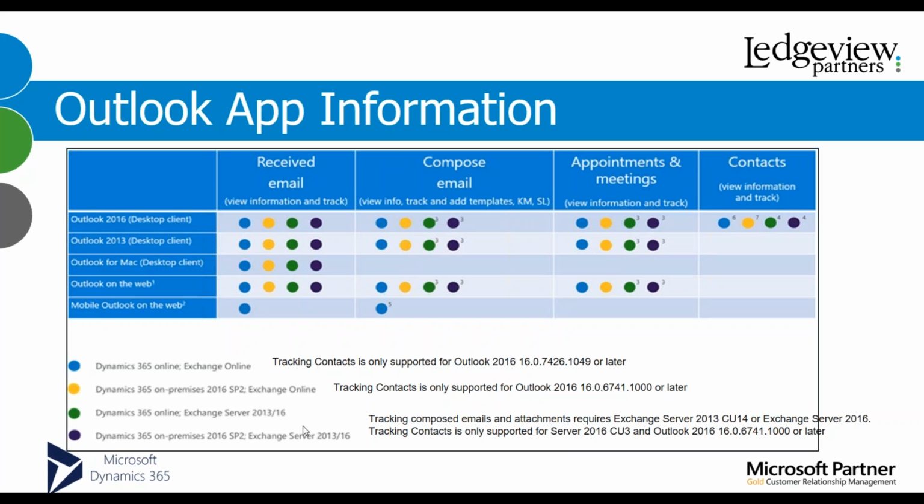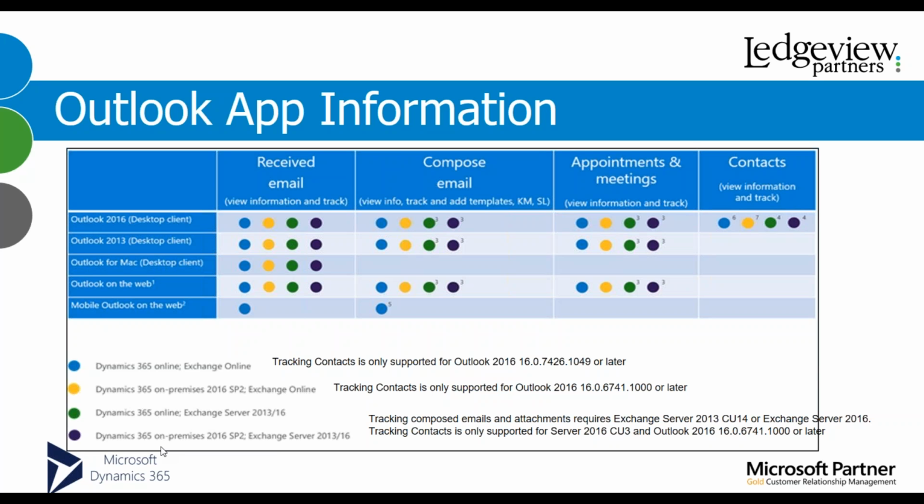Now, if you're Dynamics 365 on-premise, Service Pack 2 update, and Exchange Online, you can do all of the same information. And if you're tracking the contacts, again, Outlook 2016, it has to be this version or newer.